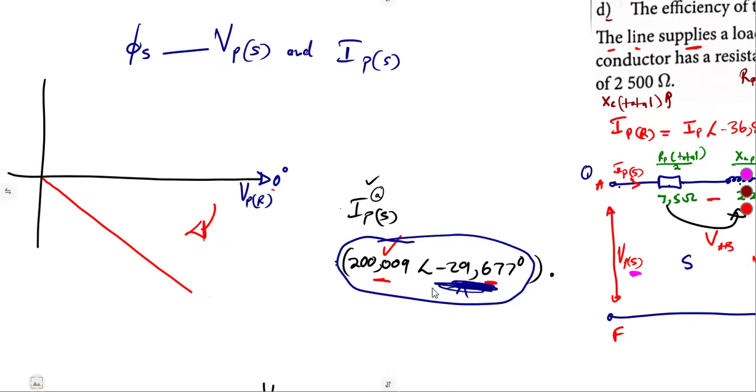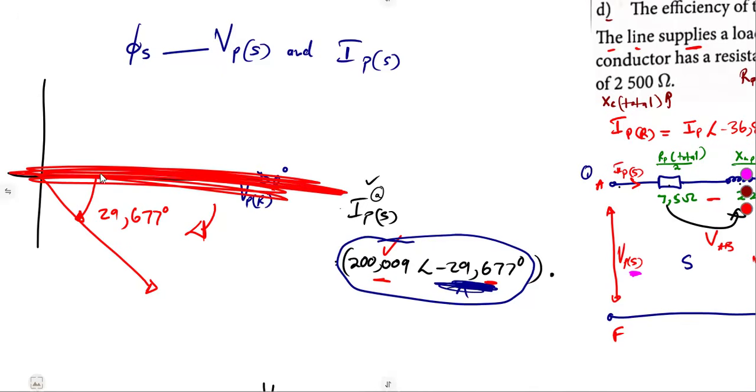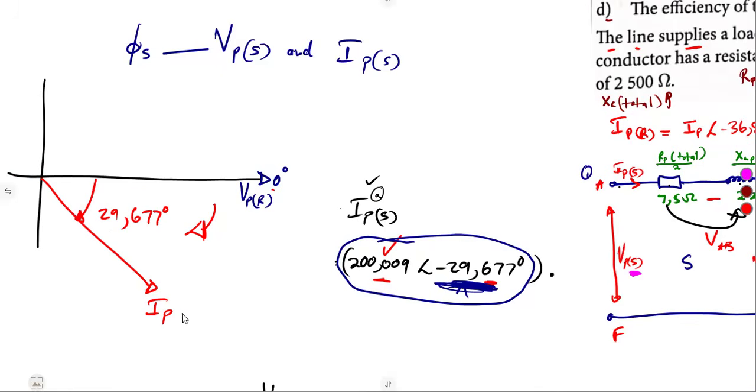So that was the case of our current. In this case, it is lagging. It is at a negative angle, 29.677, from 0 degrees, from the reference. Negative 29 will be going this way, in between 0 and 90. So that is our sending end current.